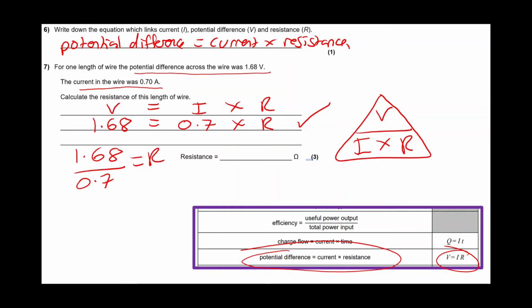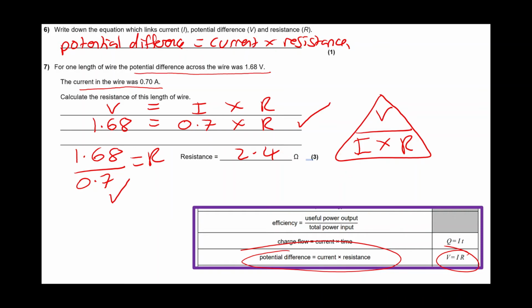And then again, no messing around with long division here. 1.68 on the calculator divided by 0.7 gives me 2.4. Okay, so my resistance here is 2.4 ohms. Like I said, you get a mark for just writing the numbers in exactly as they appear in the equation sheet, a mark for this, and then a mark for your answer.